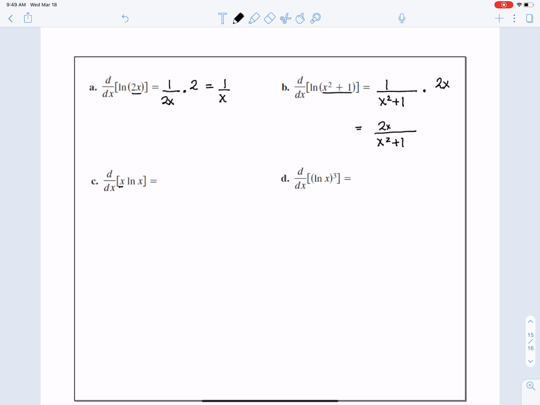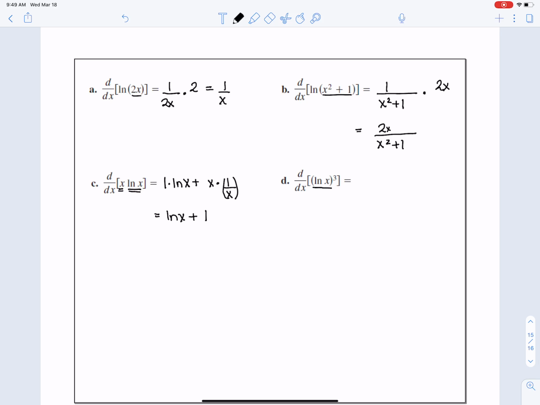This time, when we look at this function, I have a ln x and I have an x. So this means I have to do product rule. The derivative of the first times the second, plus, I leave the first function the same, times the derivative of the second. The first is ln of x, and the derivative of ln of x is 1 over x. So now clean this up. The derivative is ln of x plus 1.